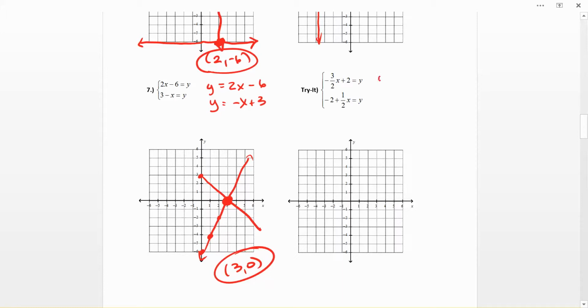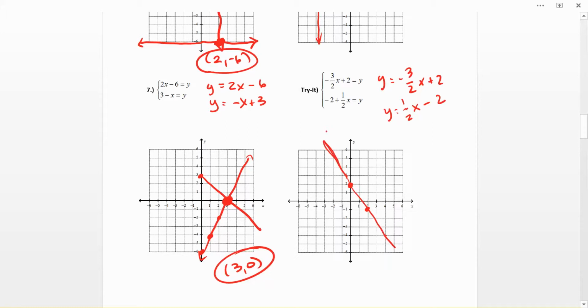Same deal. Again, I really like rewriting it so it looks in that familiar form. It makes it easier for me. y equals -3/2 x plus 2, and y equals 1/2 x minus 2. And I can graph each of those. For the first equation, positive 2 y-intercept, down 3 over 2 gives me my slope. So I can sketch that in.